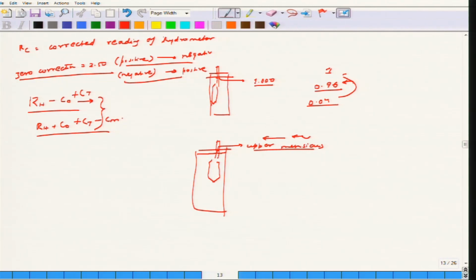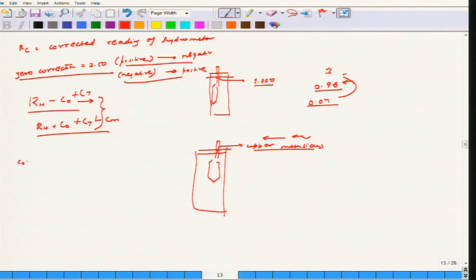In that case the meniscus correction has to be added or subtracted. It is minus Cm or plus minus Cm depending on the case, but since you read the upper meniscus, the meniscus correction should be plus Cm, because you are supposed to read the lower meniscus. That means you are supposed to read a greater value than the actual value. So in this way all the corrections have to be adjusted.